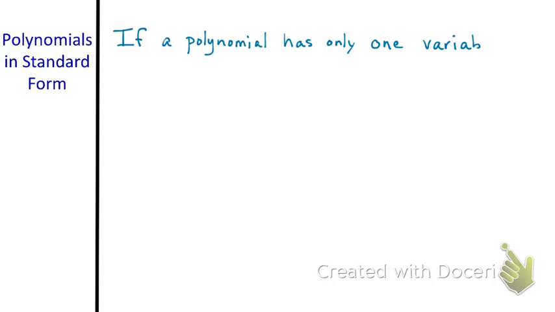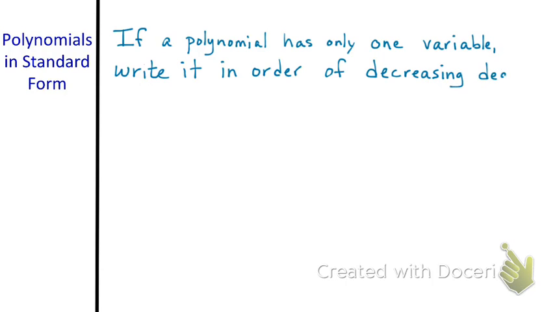The next part, it says polynomials in standard form. So there are specific ways that we are going to write polynomials, and there is a correct way to write them. So here we go. If a polynomial has only one variable, write it in order of decreasing degree.